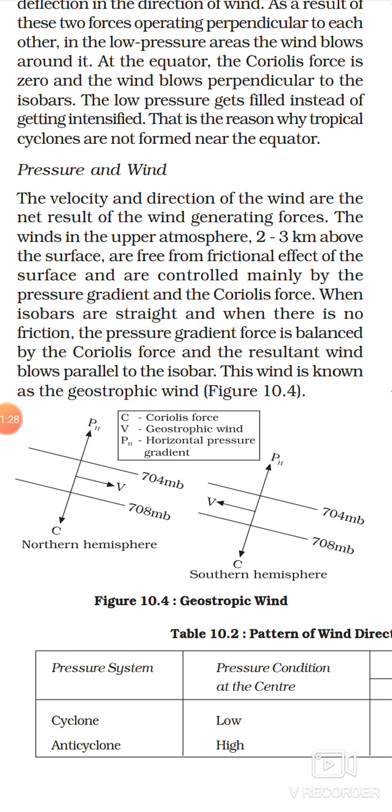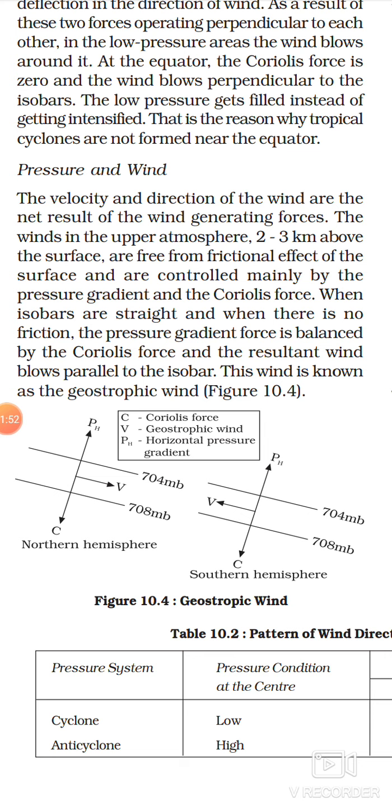When the isobars are straight and when there is no friction, the pressure gradient force is balanced by the Coriolis force and the resultant wind blows parallel to the isobar. This wind is called geostrophic wind. Isobars are those locations which have a common pressure.